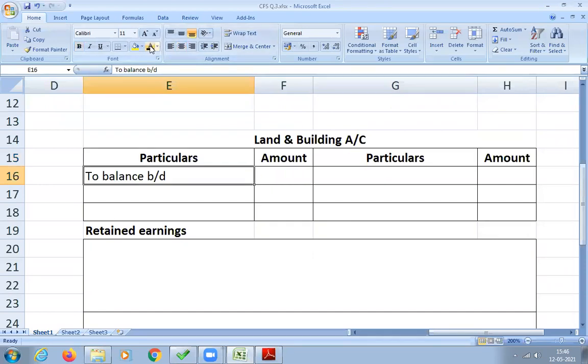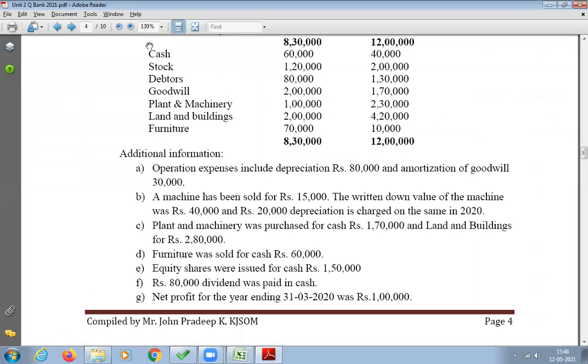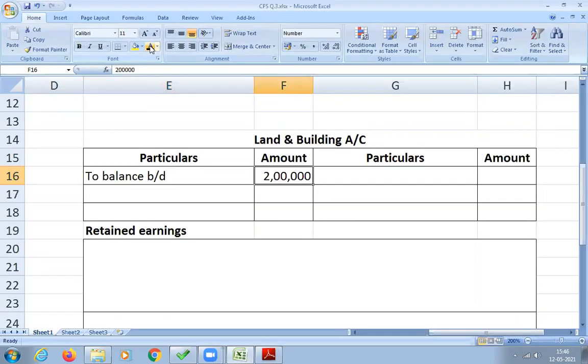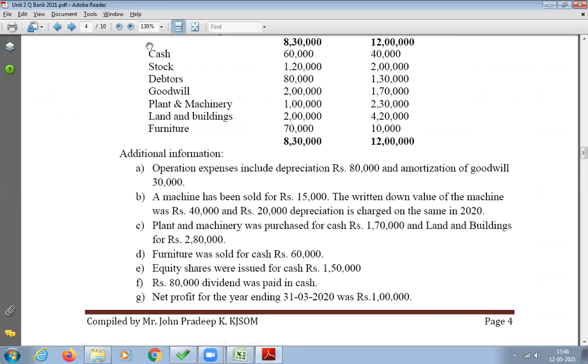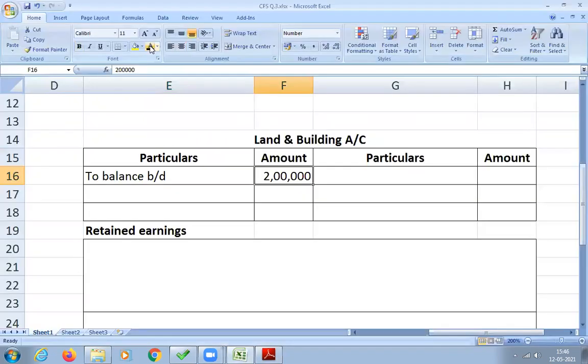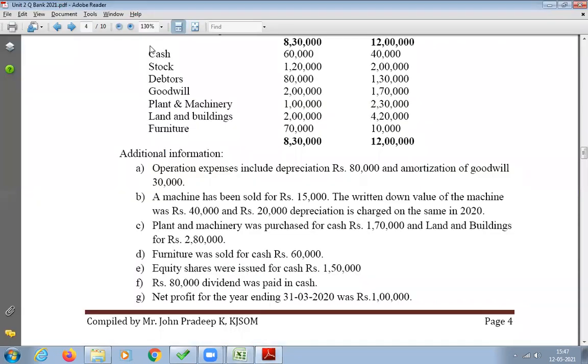How much is that? 2 lakhs. Then any depreciation or any purchase or sale is given? One purchase is there. Purchase would be 2,80,000. Sir, depreciation is 60,000, because 20,000 is depreciation on plant and machinery, and the remaining will be depreciation on building, sir. So that way you can find out.